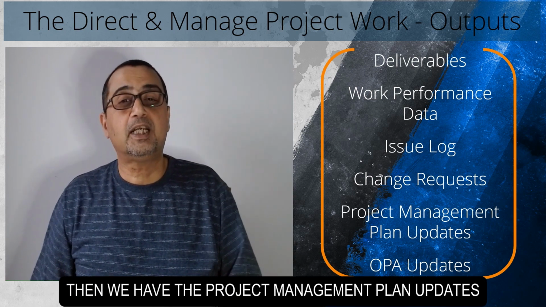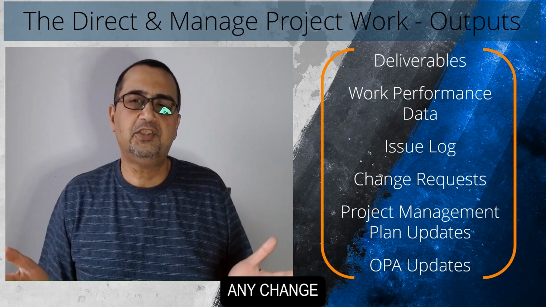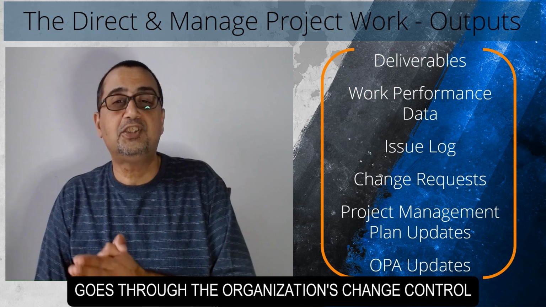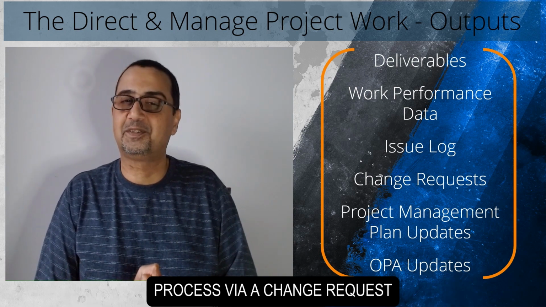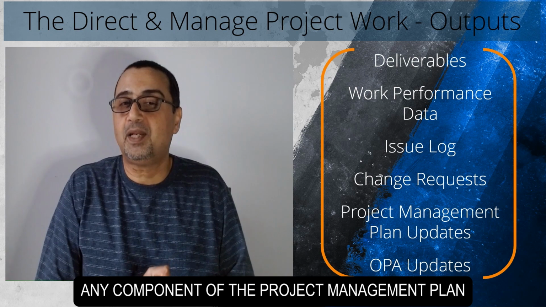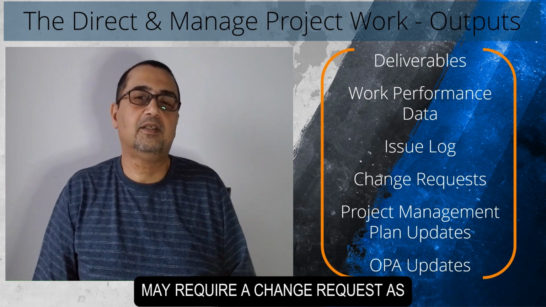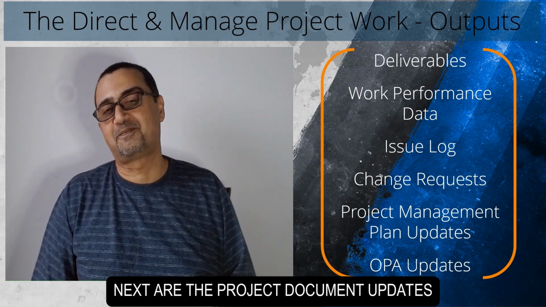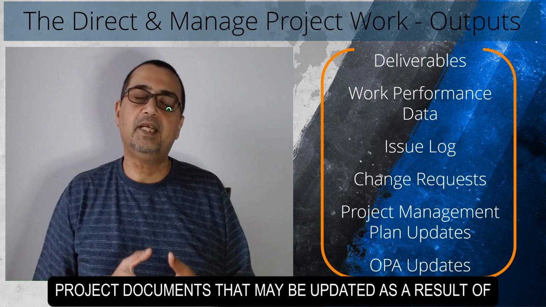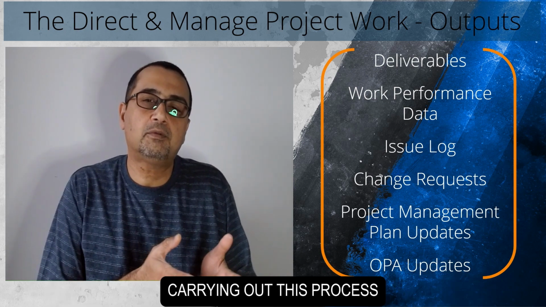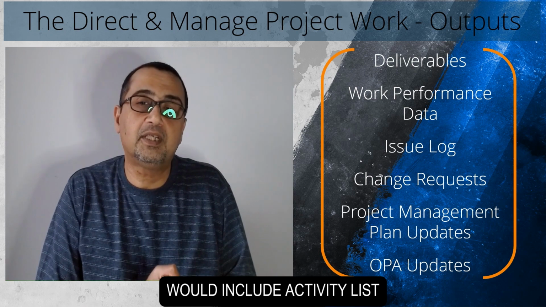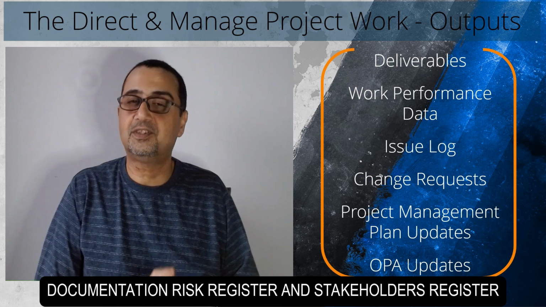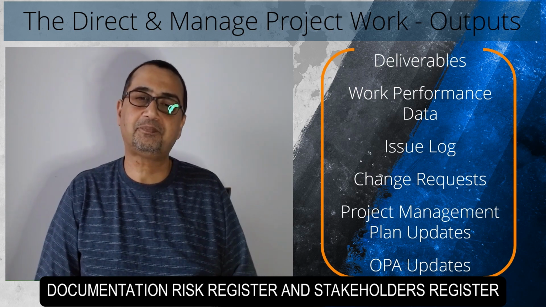Then we have the project management plan updates. Any change to the project management plan goes through the organization's change control process via a change request. Any component of the project management plan may require a change request as a result of this process. Next are the project document updates. Project documents that may be updated as a result of carrying out this process would include activity lists, lessons learned register, requirements documentation, risk register, and stakeholders register.